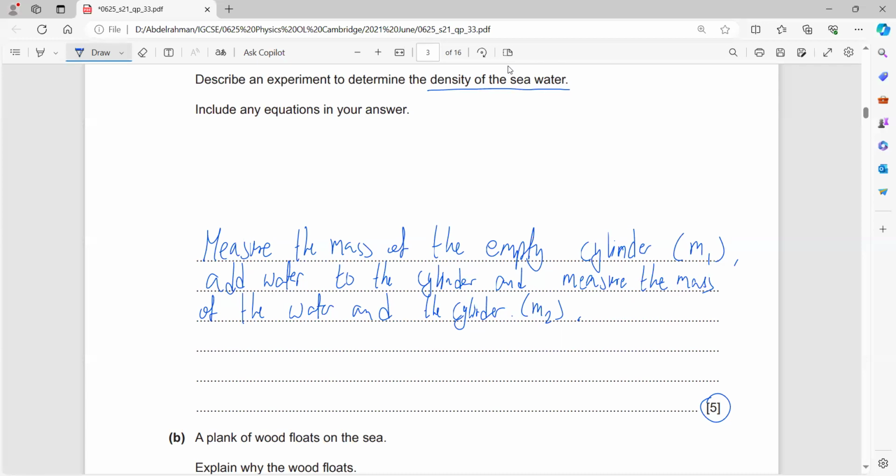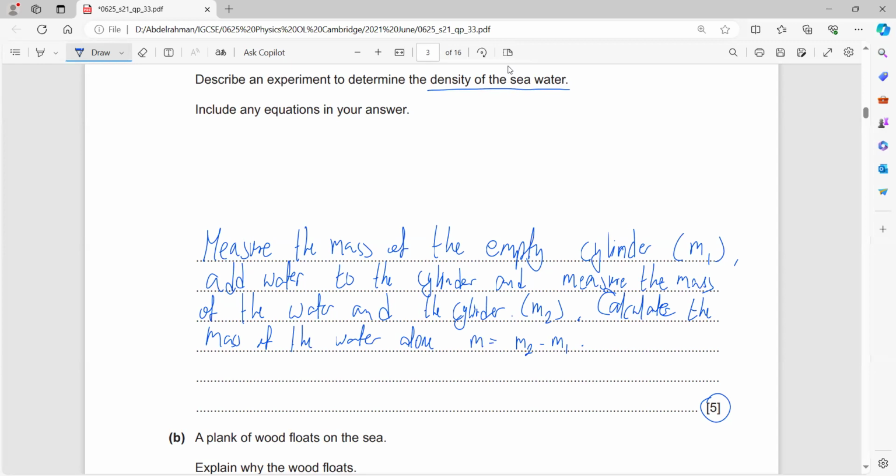How can I find the mass of the water alone? Very simply, M2 minus M1. Measure or calculate, whatever: calculate the mass of the water alone. M equals M2 minus M1.